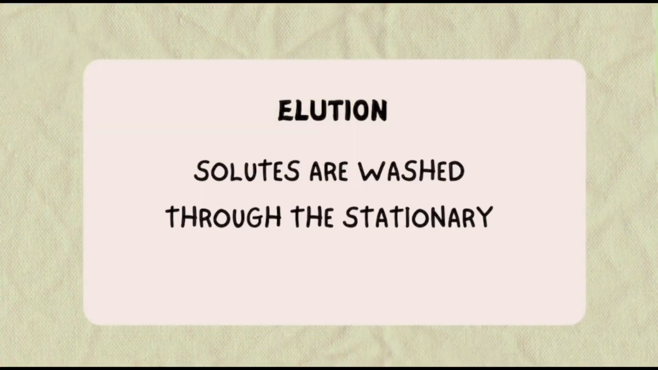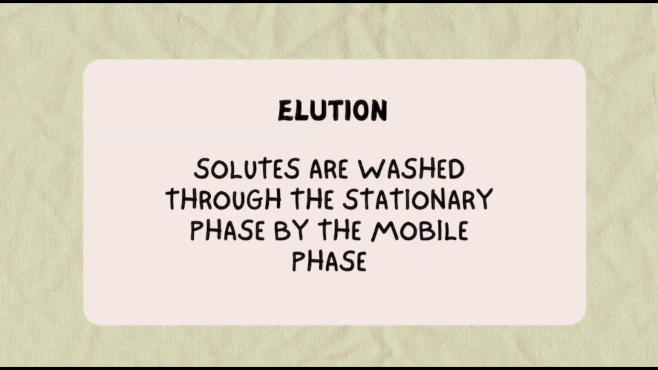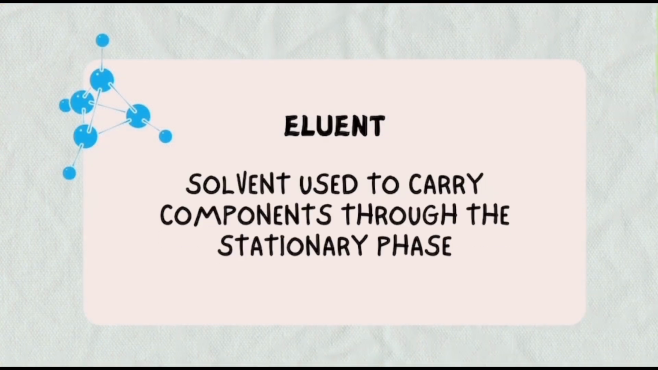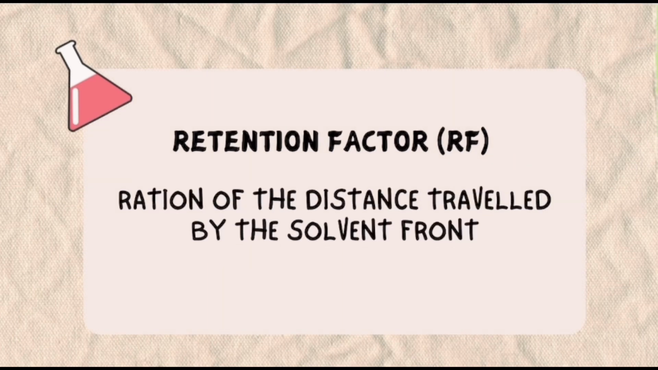First, elution. Solids are washed through the stationary phase by the mobile phase. Second, eluents. Solvent used to carry components through the stationary phase. And third, retention factor. Measure of the distance traveled by the solvent front.